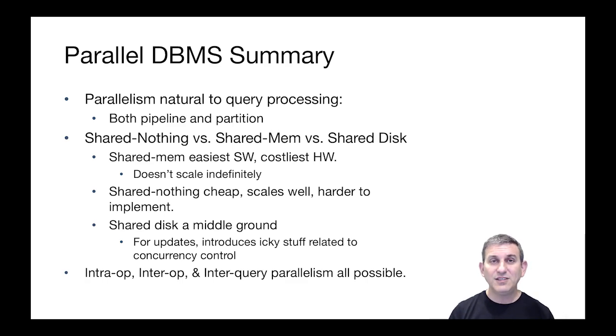And then shared disk is a middle ground where data access is made to look uniform from this shared disk, but you do have to do communication between RAM if there's partitioning that has to happen across RAM. Shared disk makes updates a bit tricky for things related to concurrency control. We haven't seen this yet, but we will later in this class.